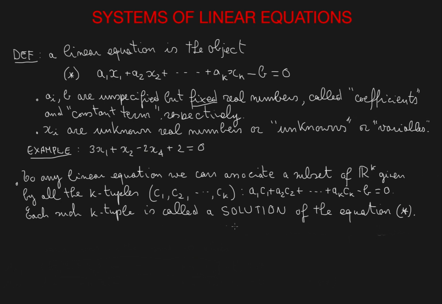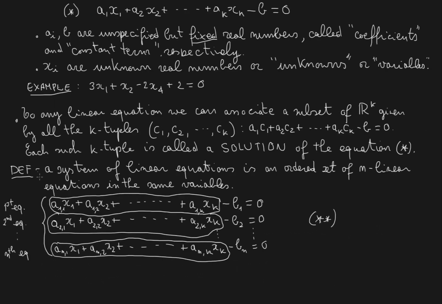We pass now to the definition of a system of linear equations. Definition: a system of linear equations is an ordered set of n linear equations in the same variables. So if you notice, here was the example of one linear equation. Here we have n of them, ordered.